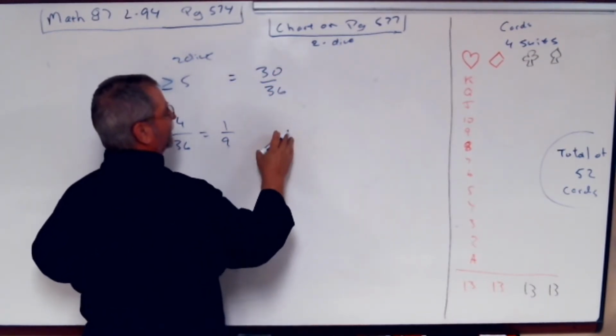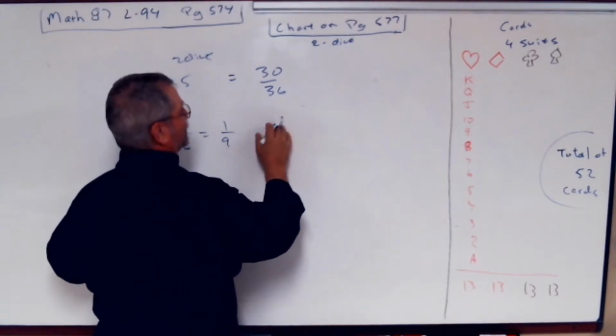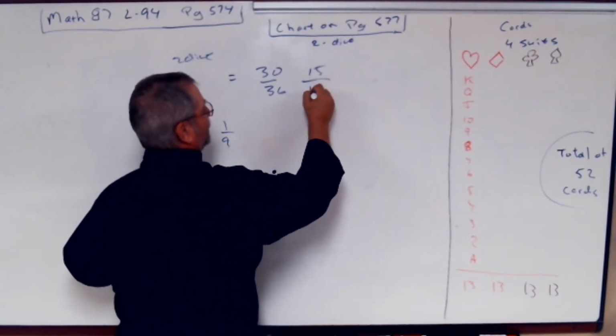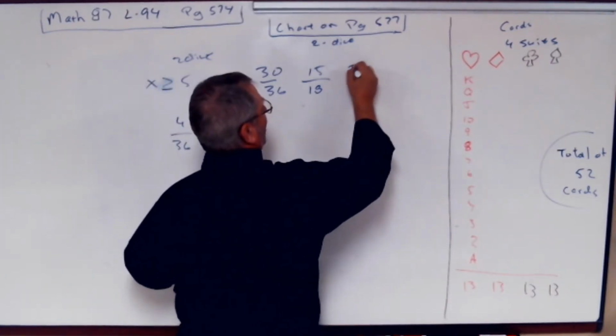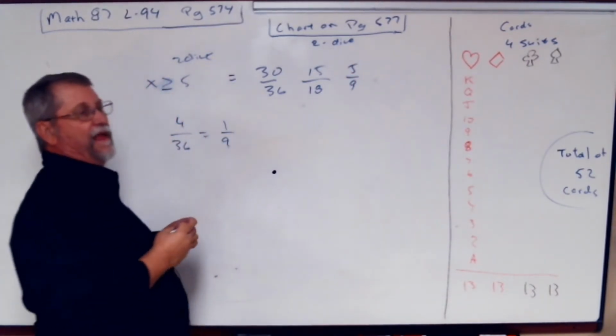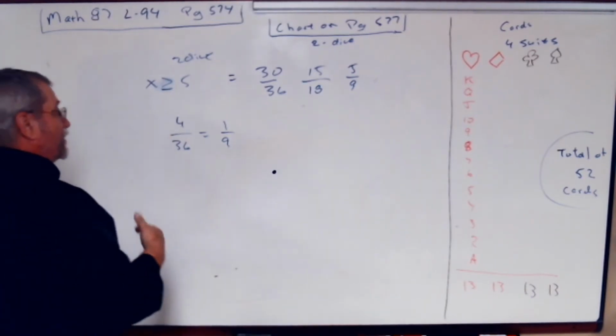out of 36. Okay, we want to reduce that. Divide by 2. 15 out of 18. Okay? Divide that by 3. That's 5 out of 9. All right, does that make sense a little bit? That is straight off of that chart.